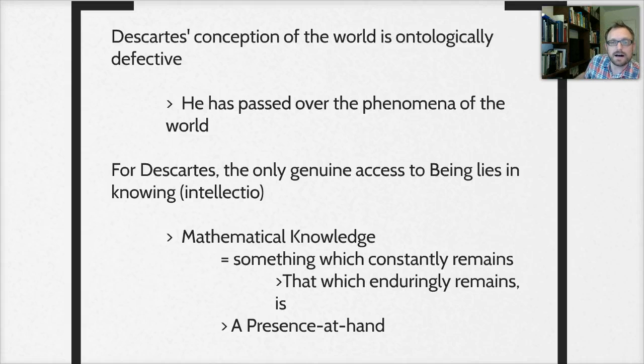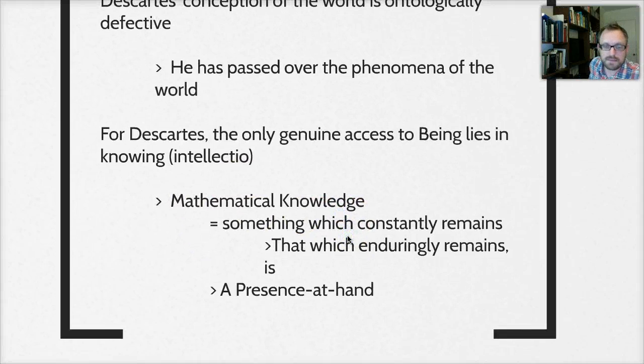He thinks that what Descartes has done is that he's passed over the phenomena of the world, which, by the way, is very common for Dasein, right? He mentions that at the beginning, right? So for Descartes, the only genuine access to being lies in knowing, in terms of intellectio, right? That's the Latin term that gets used there. In intellection, here's a type of knowing, and here Descartes is, of course, a good contrast to think about mathematical knowledge, right? Something is known in mathematics, and when it is, it's something which remains constant, right?